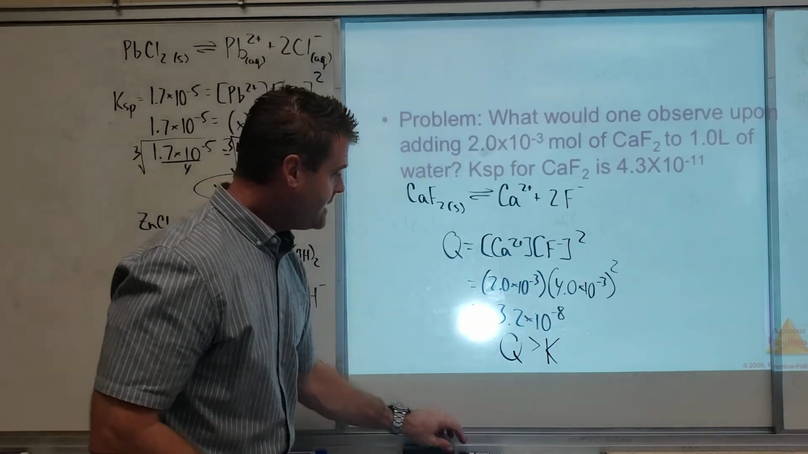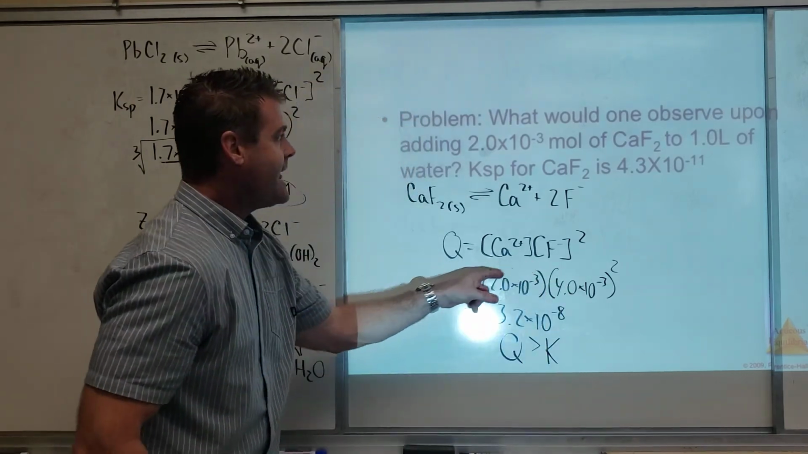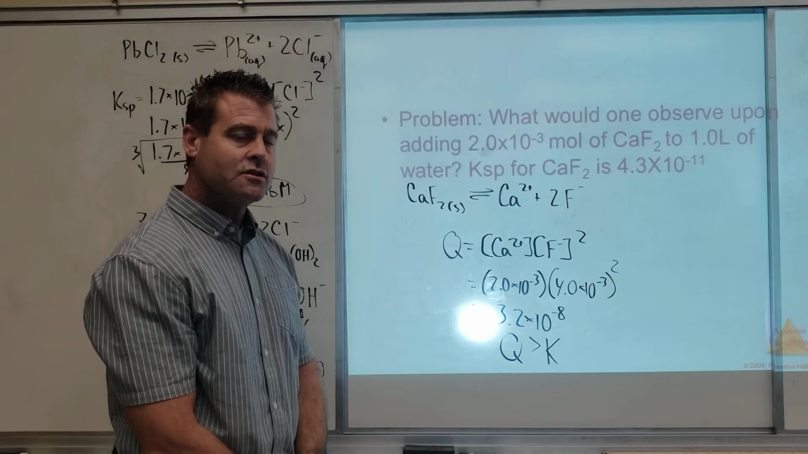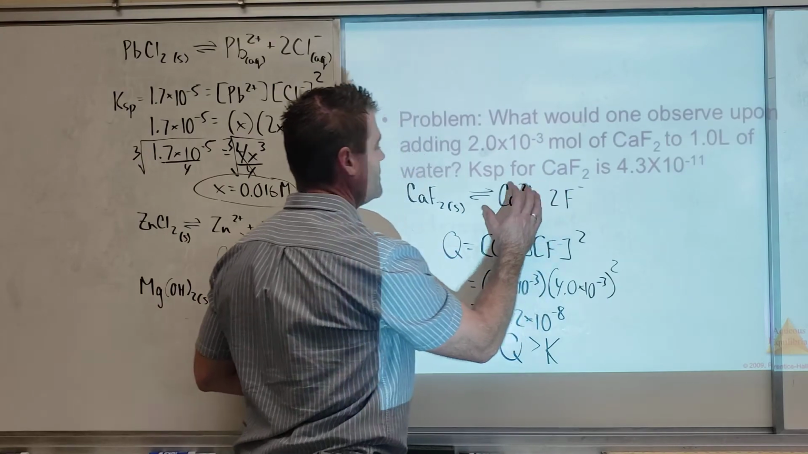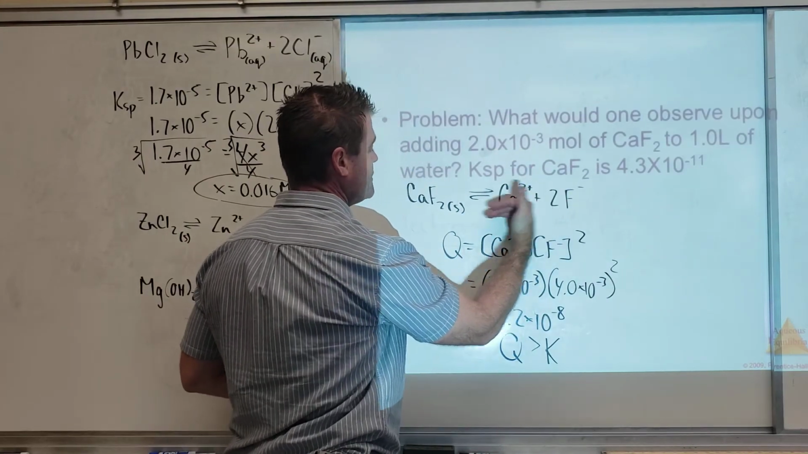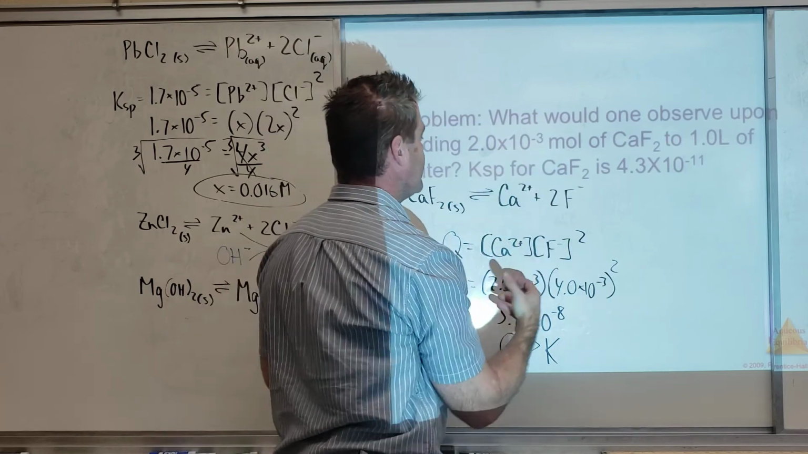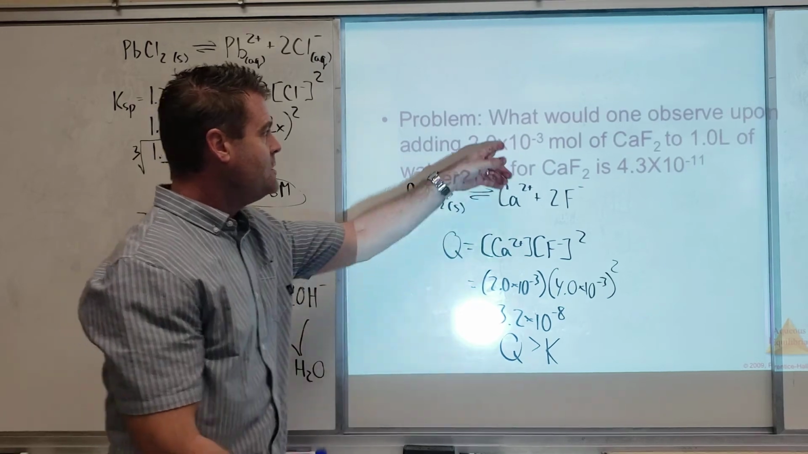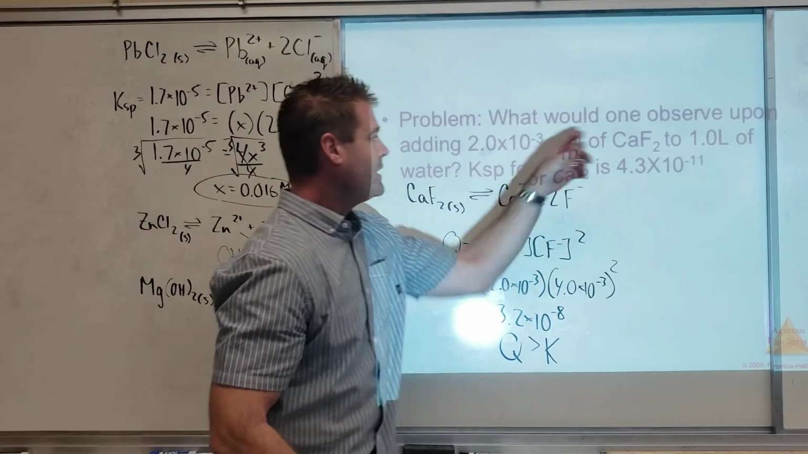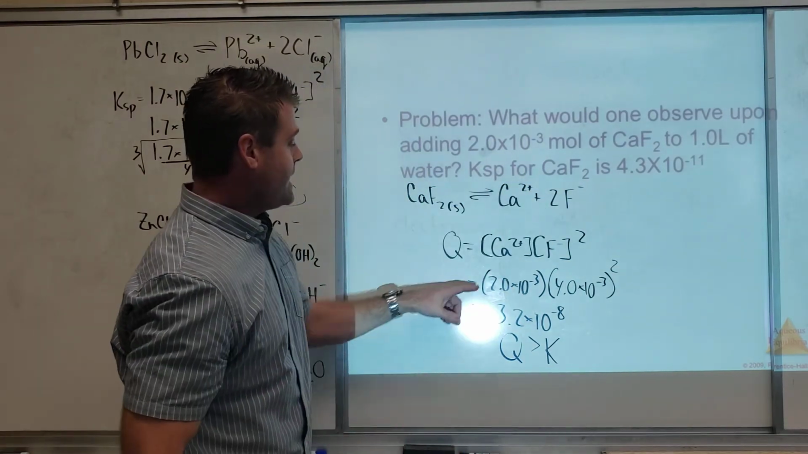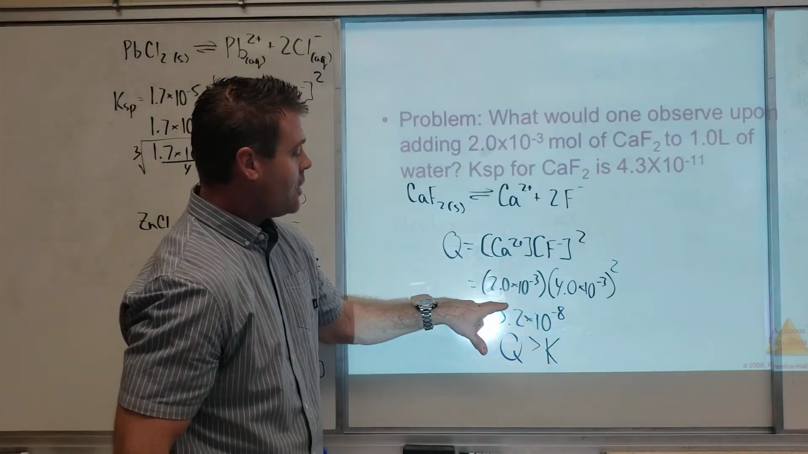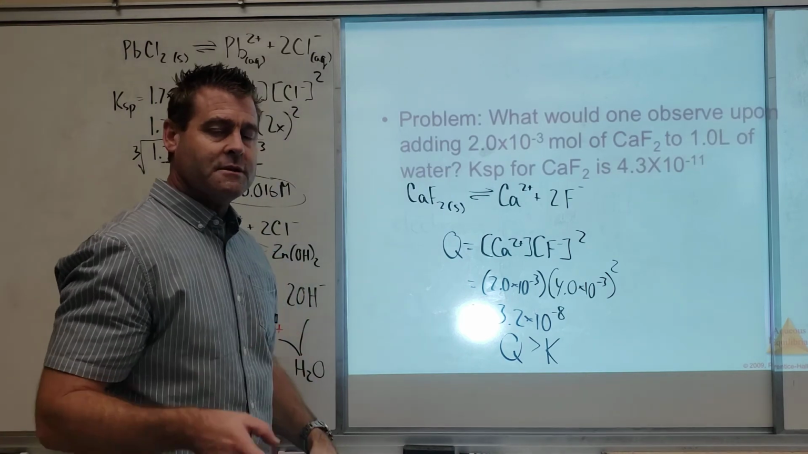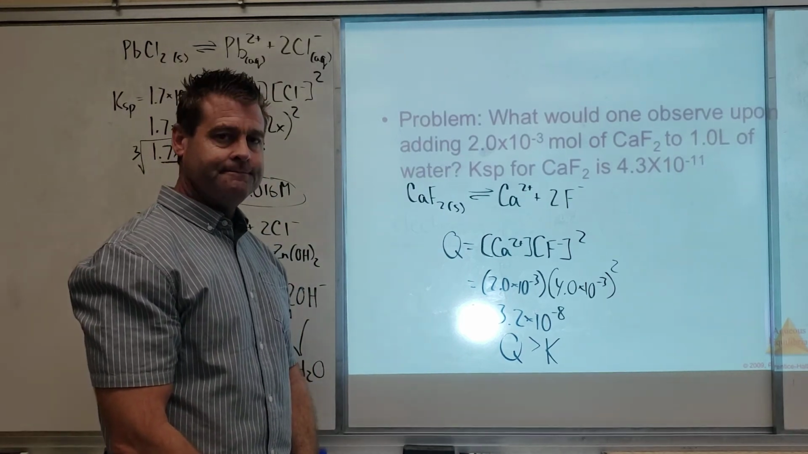So what we're saying here is, these concentrations are way too high. You would not have these concentrations dissolved in solution. What that tells you is this is too much. So what's going to happen is you're going to have a shift to the left. With all this calcium fluoride, some of it is going to come out of solution. So when you put that much calcium fluoride in 1 liter of water, some of it will dissolve. But once again, these concentrations are too large, because we see our Q value is greater than K. So that tells you there's going to be a shift to the left, and some of it's going to precipitate out or remain as a solid. So that's what we expect.